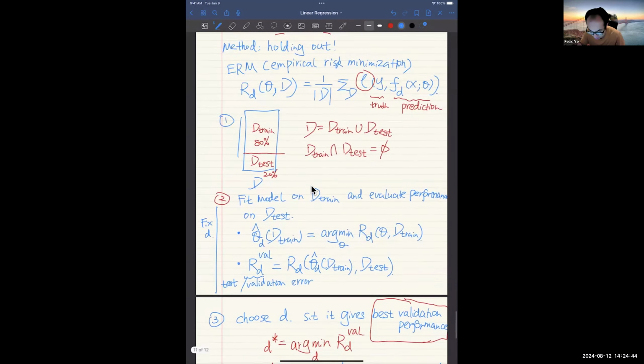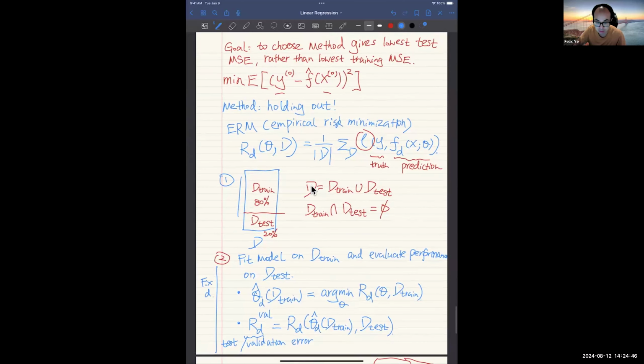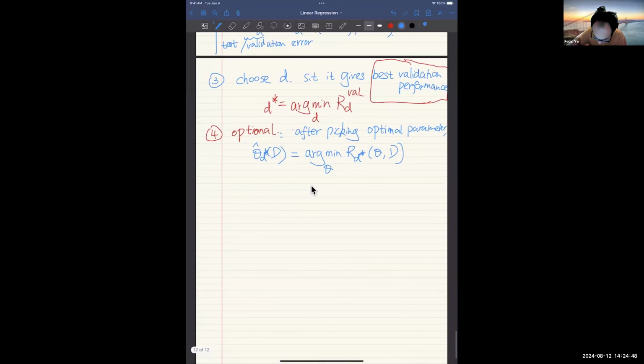So this is the strategy called holdout. There are other strategies, for example, k-fold cross-validation. We're going to talk about this later on. But for now, let's just stick with the holdout. All right, so I have talked about this strategy. Let me just demonstrate that with the programming here.